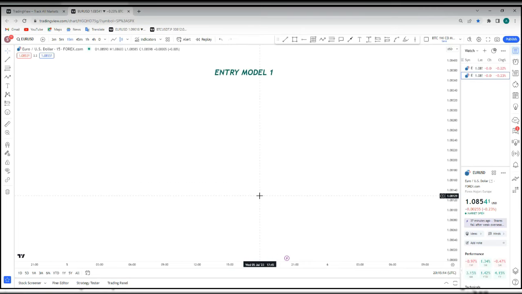I am going to draw out 4 to 6 entry types, and I will tell you how they work.